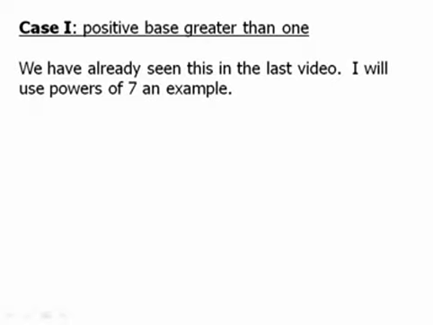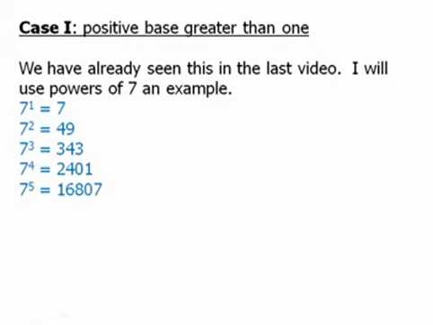We've already seen this in the last video. I'll use powers of 7 as an example. 7 to the 1 is 7. 7 squared is 49. I mentioned in the last video that 7 cubed is 343. That's a good number to know. And as we get to higher powers of 7, these are not numbers that you need to know. I'm showing you these higher powers only to emphasize that exponential growth starts to get very big very quickly.